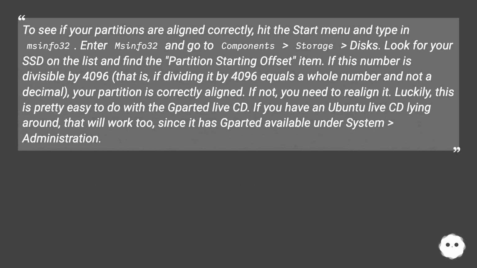To see if your partitions are aligned correctly, hit the Start menu and type in msinfo32. Enter msinfo32 and go to Components, Storage, Disks. Look for your SSD on the list and find the partition starting offset item. If this number is divisible by 4096, that is, if dividing it by 4096 equals a whole number and not a decimal, your partition is correctly aligned. If not, you need to realign it.